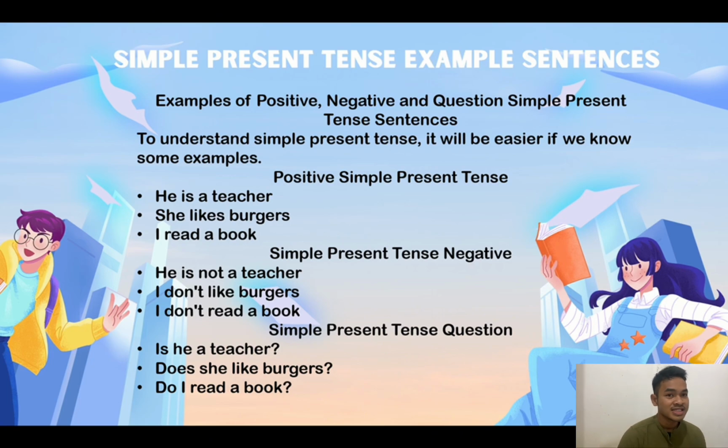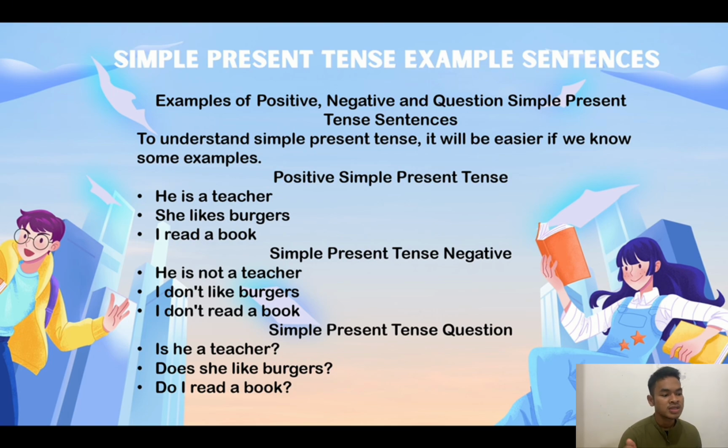Simple present tense, example sentences. Example positive, negative, and question simple present tense sentences. To understand simple present tense, it will be easier if we know some examples. First is positive, negative, and question. Positive simple present tense. He is a teacher.